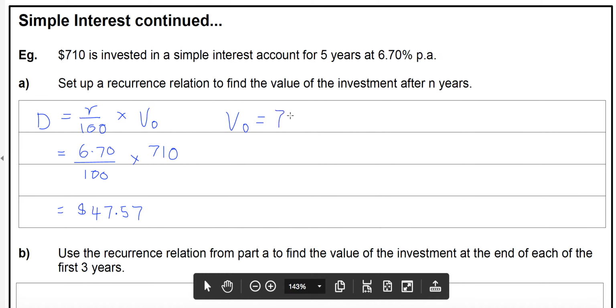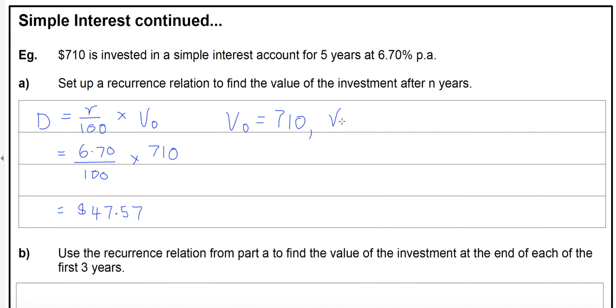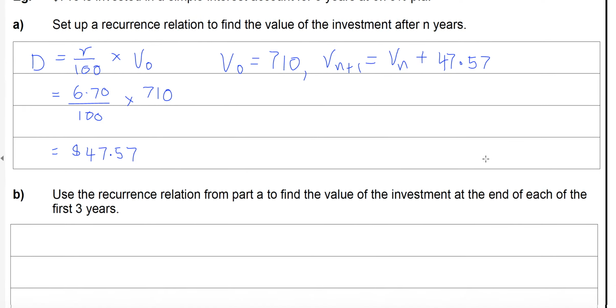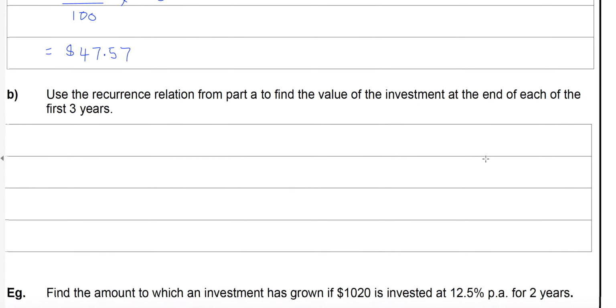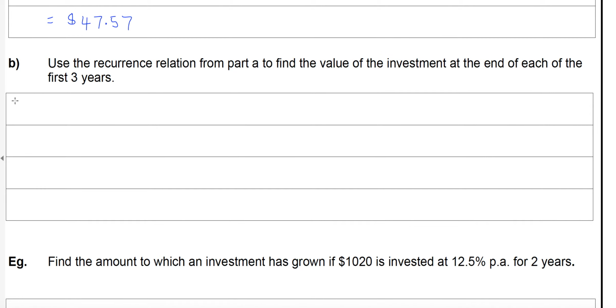Okay, so we're starting off with 710. So Vn plus 1 equals Vn plus 47.57. So again, we're going to use our recurrence relation to find the value at the end of each of the first 3 years. So I might just speed this up a bit. First of all, we're going to add 47.57 each time.